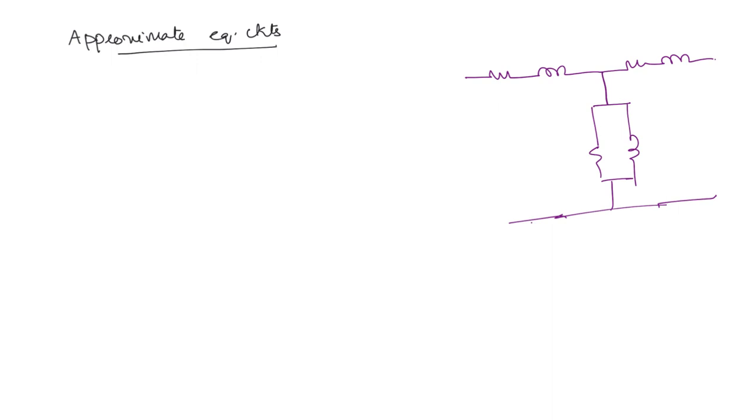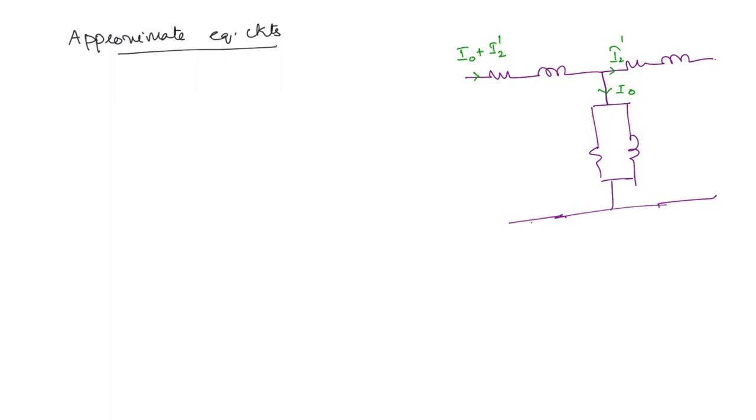In order to avoid this, what we do is bring this magnetizing branch to this side. That means, if this current is I0 and this is I2 dash, let us say we are referring to the primary side, then what will be this current? In terms of I0 and I2 dash, it will be I0 plus I2 dash.